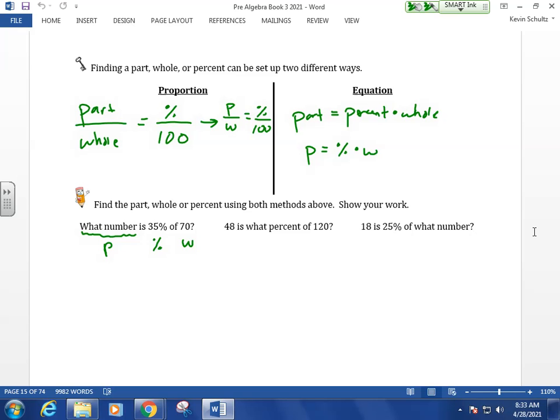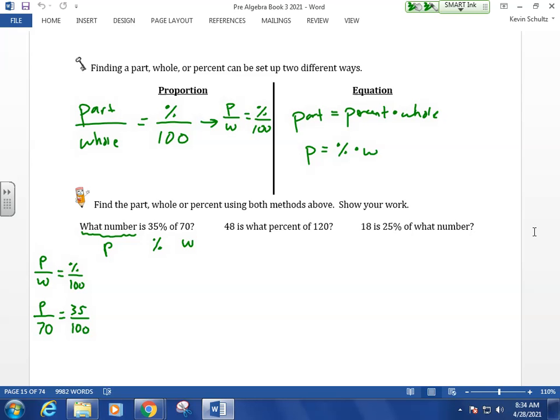Okay? So using the proportion method, which is P over W equals percent over 100, we're going to plug in what we know. Well, we don't know the part. That's what we're ultimately solving for. So we're going to keep that as P. But we know the whole, 70. And we know that it is 35%. Okay? And since 35 over 100 is the percentage written as a fraction, I don't need to put that percent symbol after 35 when I plug it in there.